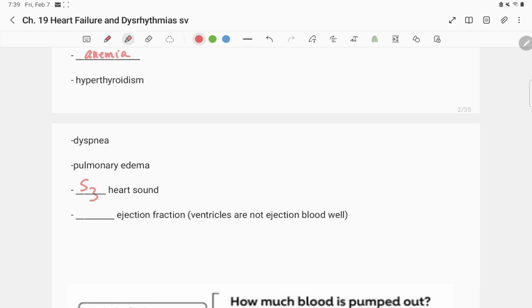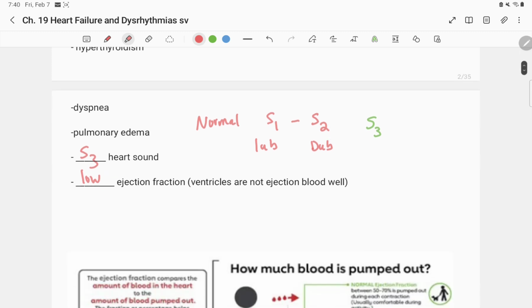Okay, normal is S1 and S2 heart sounds. This is the classic lub dub, but with heart failure or things on its way to heart failure, there's this extra heart sound called S3. Okay, there's also low ejection fraction.